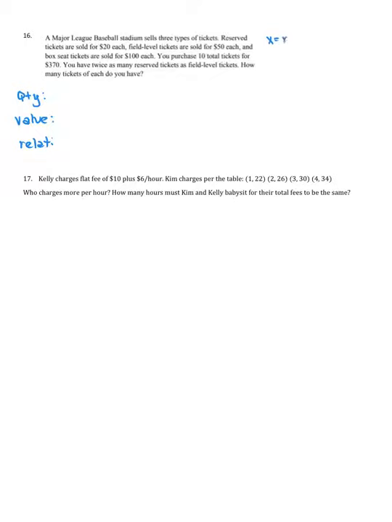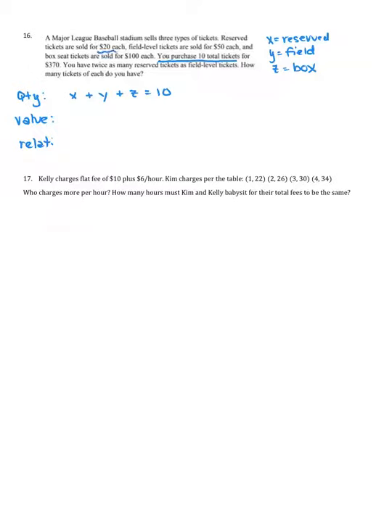We're going to let x equal the reserved, and y is going to equal the field level, and z will equal the box seats. So when we read it through, how many total physical tickets? You have 10 tickets. So that means x plus y plus z, the reserve plus the field plus the box tickets, that's a total of 10 tickets in your hand. That's a quantity. Then we have the value. The value is how much each ticket is worth.